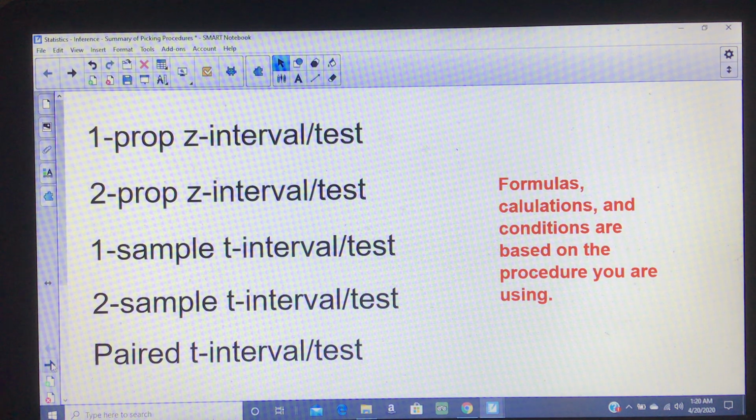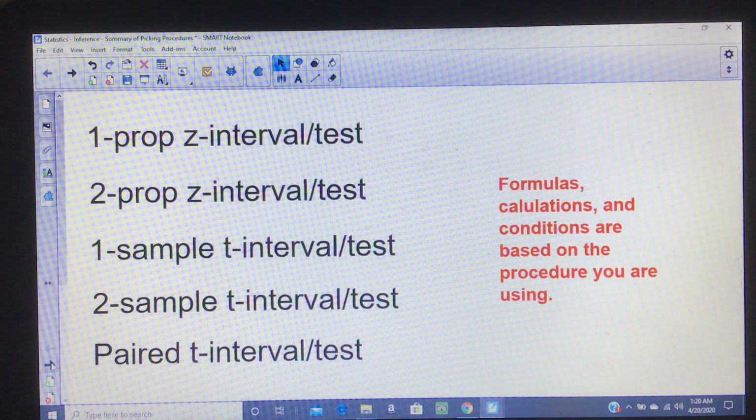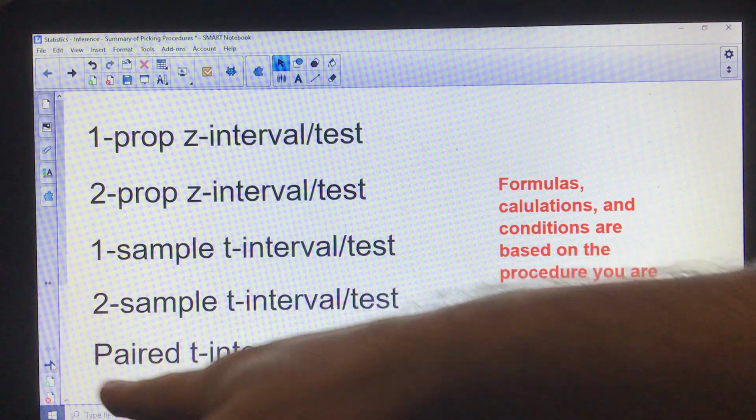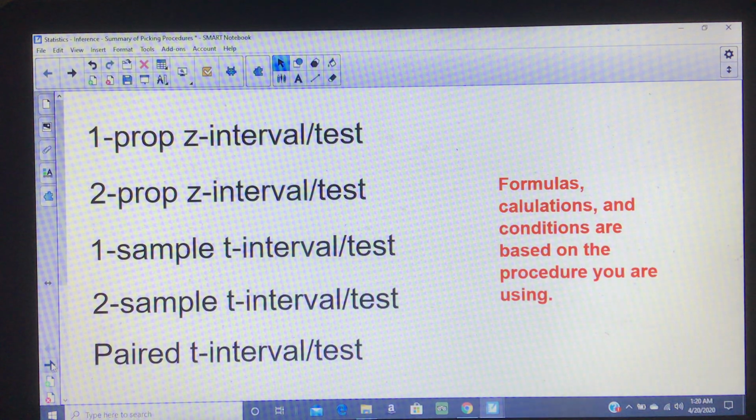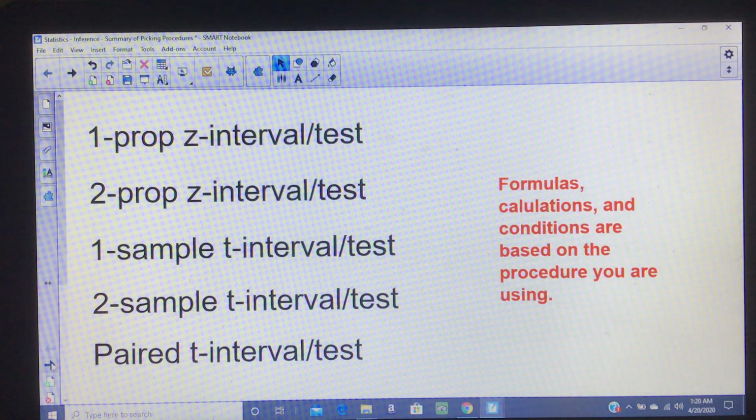So be aware, the next part of the name talks about whether you're doing proportions or you're doing means. So when you see the prop or proportion, it's proportion, and then sample stands for sample means. Realize the paired interval is also dealing with means. Then the end part first talks about the distribution you're using. Now, with these proportion procedures, we're able to just use a regular normal curve. So that's what the Z stands for, Z like in Z-score that you find on a regular normal curve.